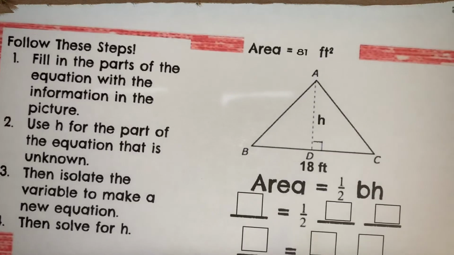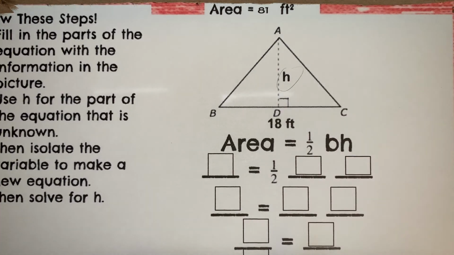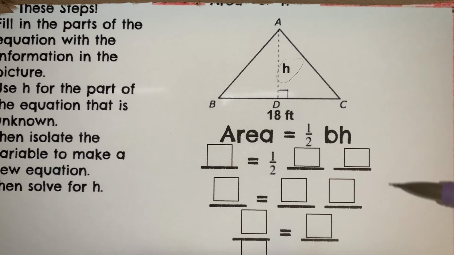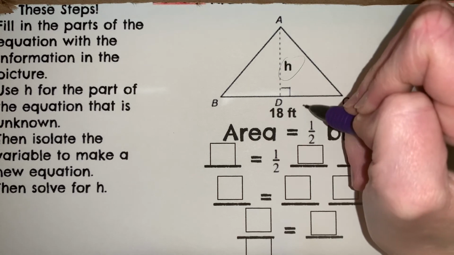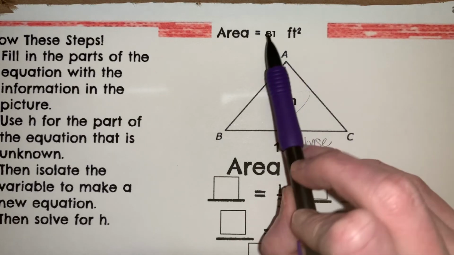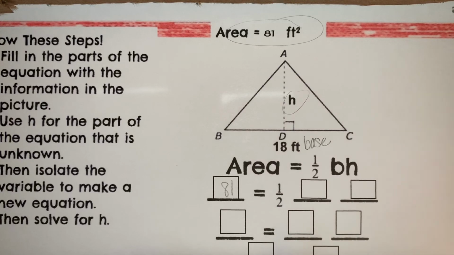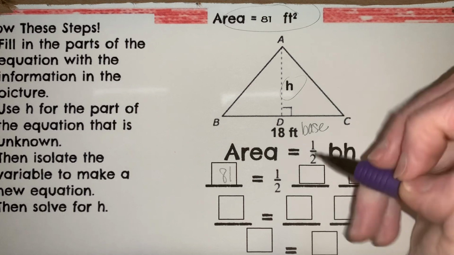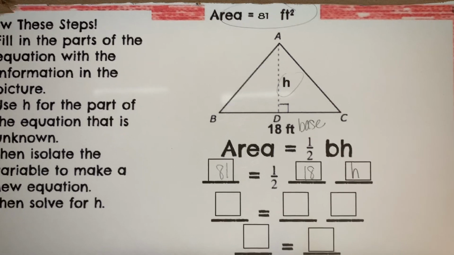This time we have a triangle, and we're trying to find the height of the triangle. We know the area of a triangle is half base times height. We know the base is 18, but we don't know the height. The total area is 81. So we're going to fill in the information that we know. 81 is the total area. Half the base is 18, and we don't know the height. We're using the variable h.